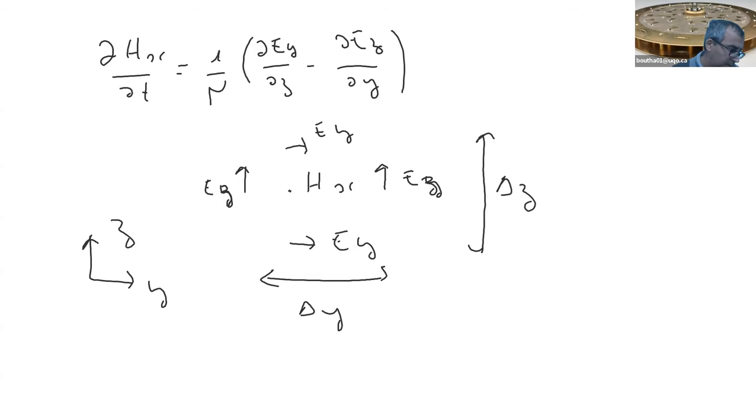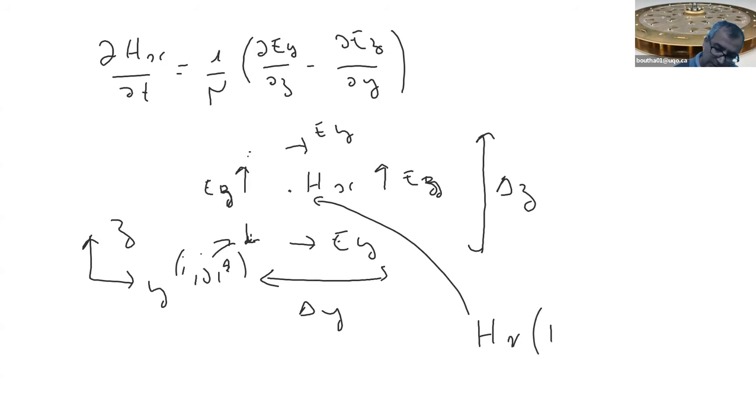Okay. And that position, we should see this point that is here is going to be i, j, k. So that means that Hx will be at position i, j plus half, and k plus half. So that one here will be Hx at i, j plus half, k plus half.